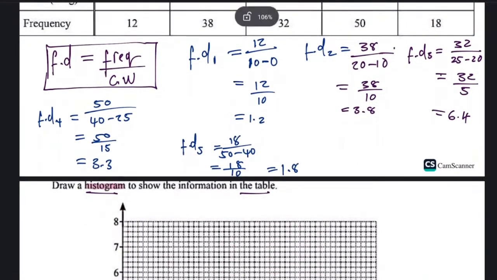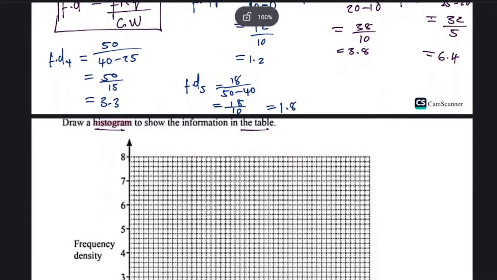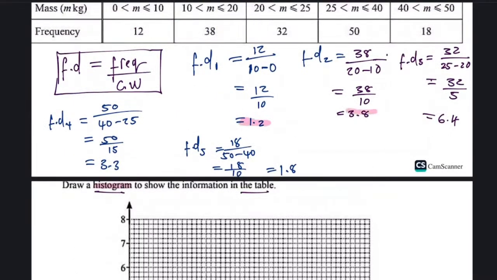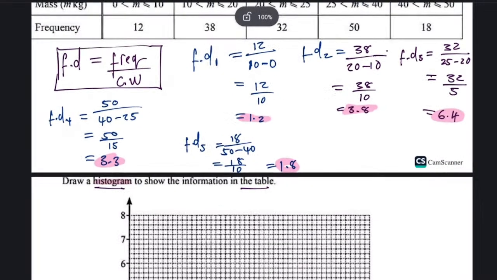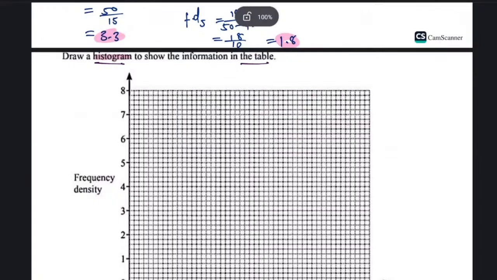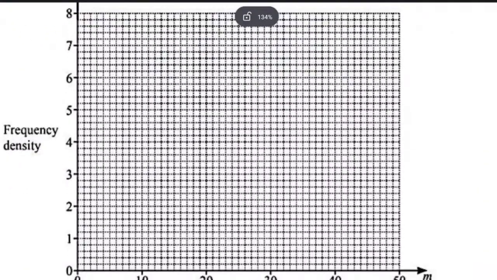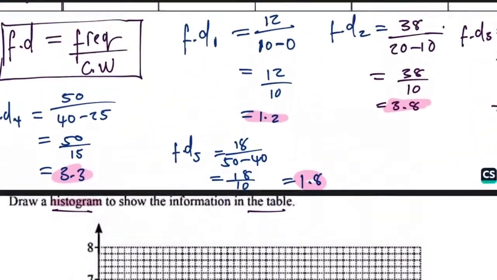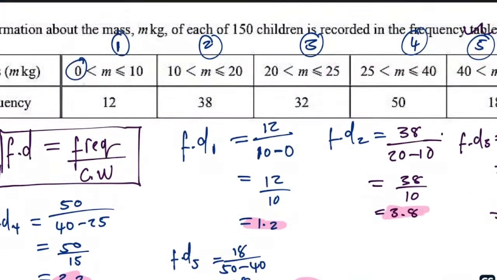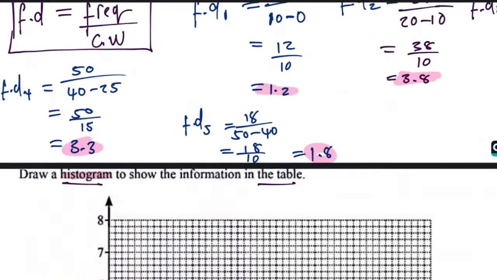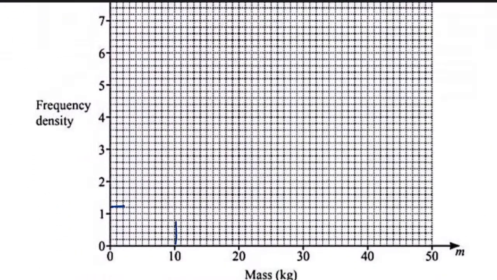So now let's write all of them. The first one is 1.2, then 3.8, then 6.4, then 3.3, then 1.8. Let's go for 1.2. This is 1 and this is 1.2 around here. And 1.2 is for the first one, from 0 to 10. So we go all the way up to 10 here, at 1.2. You do this with a ruler, don't do it with your hand. We don't want to see ugly stuff.